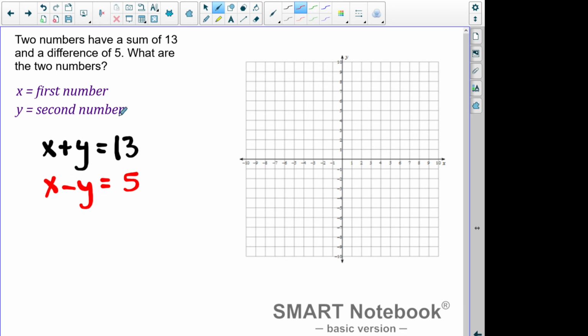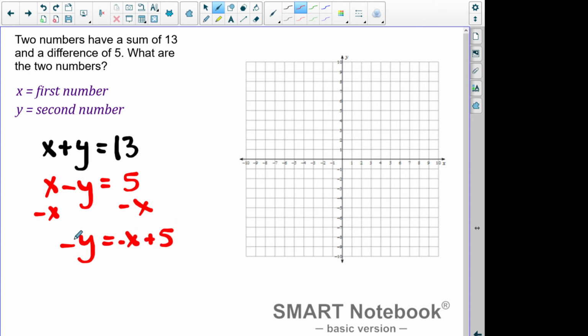I could graph that system of equations and figure out what those numbers are. So if I were to graph this one, let's start with the red one. Actually, let's do this a different way. Let's put this in slope-intercept form. I'm going to get the x to the other side, so I'm going to subtract x from both sides. And then I would have negative y is equal to negative x plus 5.